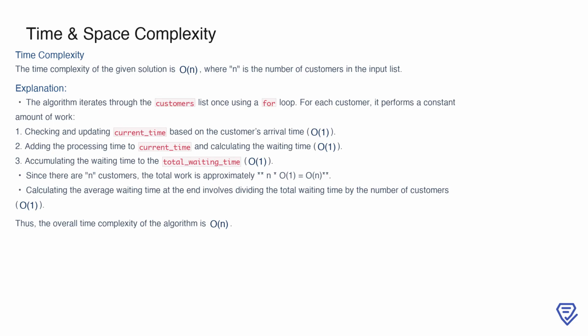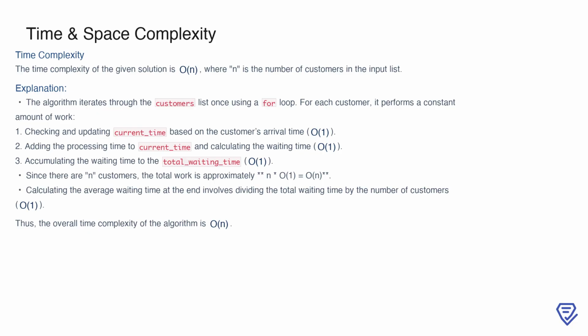The time complexity of this solution is O(n), where n represents the number of customers in the input list. This efficiency comes from the fact that the algorithm processes each customer exactly once. It uses a single for loop to iterate through the list, and during each iteration, it performs several constant time operations. These include checking and updating the current time relative to the customer's arrival, adding the processing time to the current time, and calculating and adding the waiting time to the total. Each of these operations takes O(1) time.